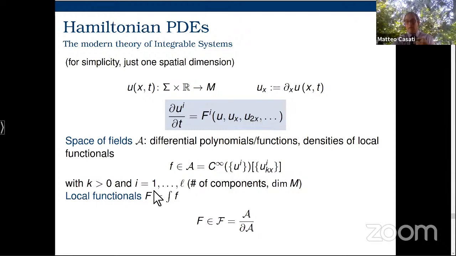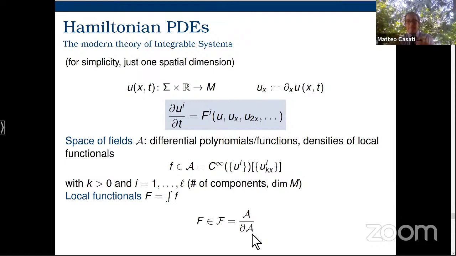And out of these densities, these differential functions, we construct the space of local functionals. Someone with a more analytical background will start to screech here because I'm integrating without giving details about what I mean by integrating, but this is an idea that comes back to Gelfand and Dickey, for which the formal space of local functionals is the quotient space of the densities modulo the images of total derivatives.